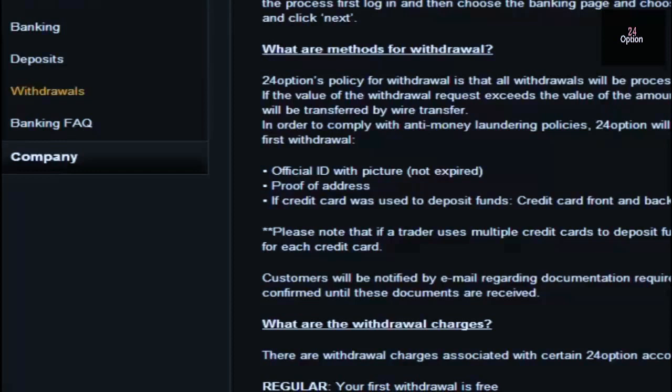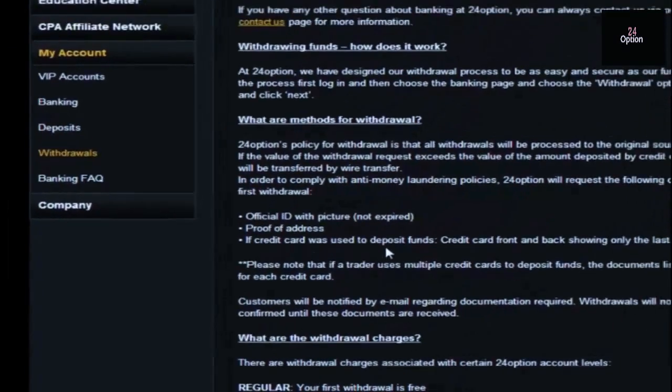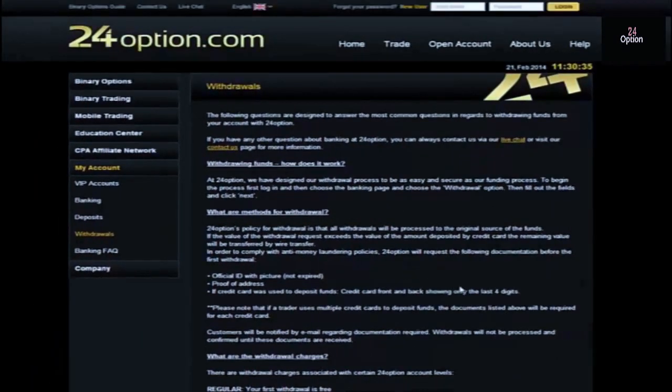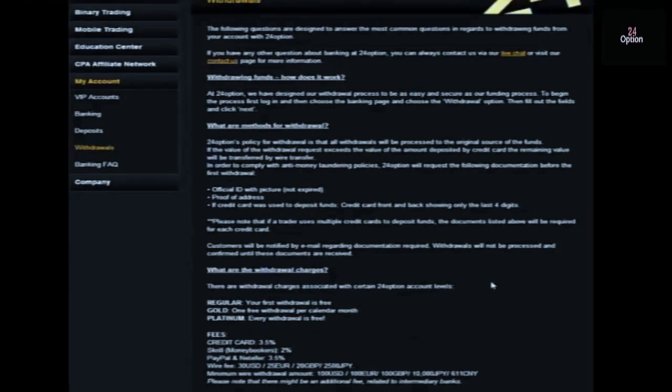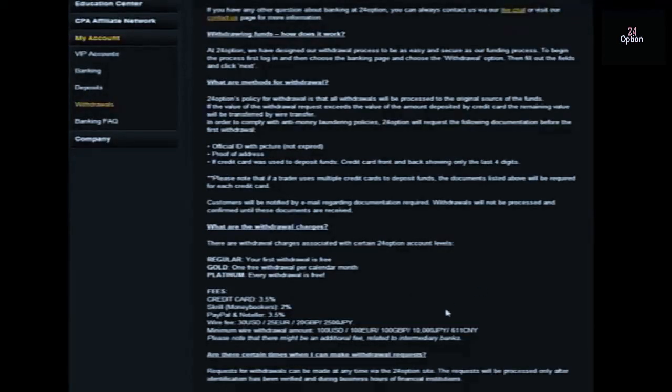They require an official ID with a picture, a proof of address, and if it was a credit card, that particular credit card that shows the last 4 digits on the number. They really make a point of being as secure as possible and have a number of stipulations about any fees associated with withdrawals based on credit cards after the first time. So the first time is free with a credit card on a regular account. After that, they'll have a charge.